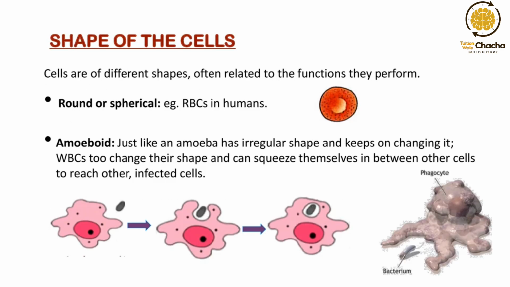Shape of the cells. Cells are of different shapes, often related to the functions they perform. 1. Round or spherical, e.g. RBCs in humans. 2. Amoeboid, just like an amoeba has an irregular shape and keeps on changing it. WBCs too change their shape and can squeeze themselves in between other cells to reach infected cells.